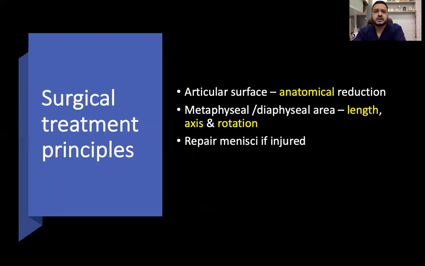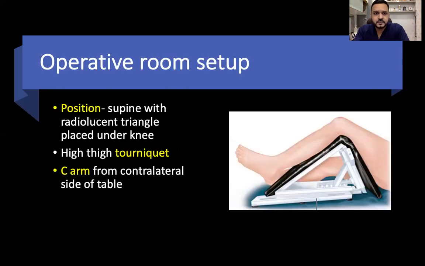Like anywhere else, treatment principles are going to be the same. The articular surface needs to be anatomically reduced. In the metaphyseal and diaphyseal areas, you just have to restore length, axis, and rotation. And whenever you find that soft tissues are also injured, like menisci, you have to repair them at the earliest.